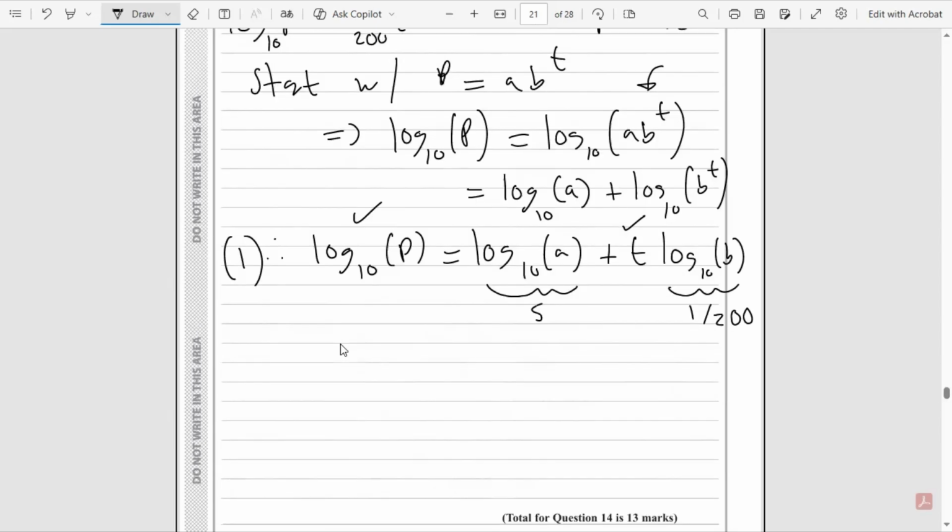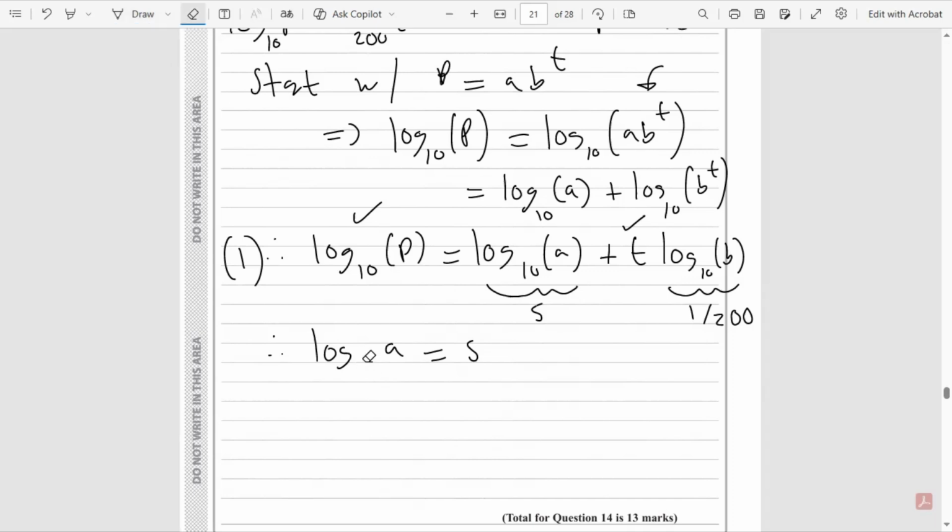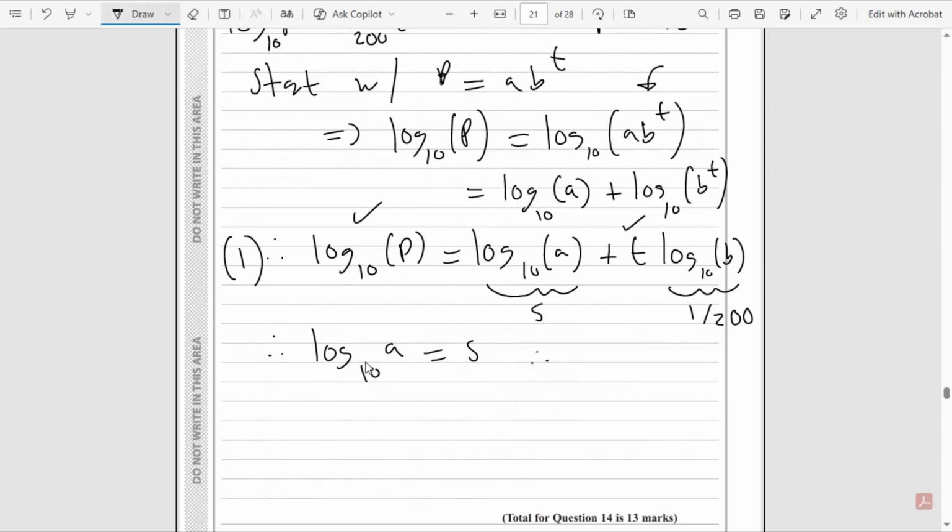So you've got two equations here. So therefore log base 5 a is equal to 5. Sorry, not base 5. I've made a mistake there. Let me rub that out. Log base 10 of a is equal to 5. So therefore, hopefully you know that that means that a is equal to 10 to the power of 5. So this would be 1 and 5 zeros, 0, 0, 0, 0, 0, so 100,000. And then with the second equation, log base 10 of b is 1 over 200. So therefore, b is equal to 10 to the power of 1 over 200.